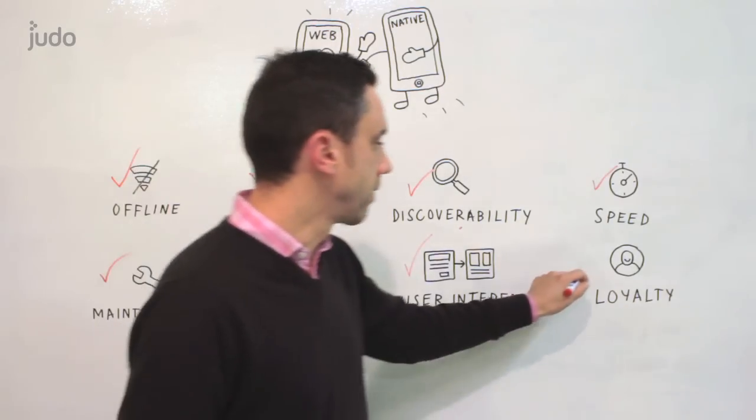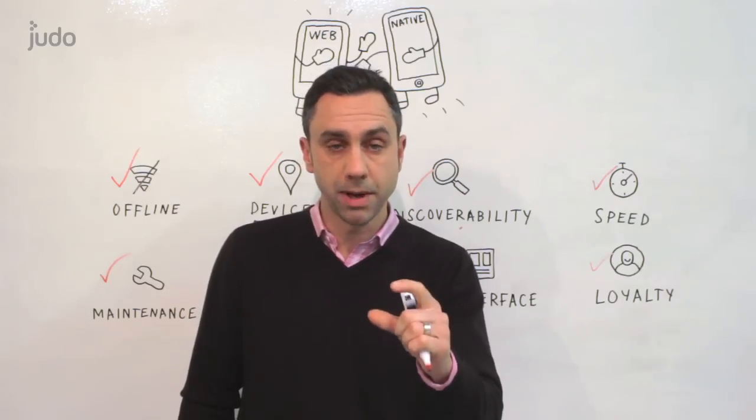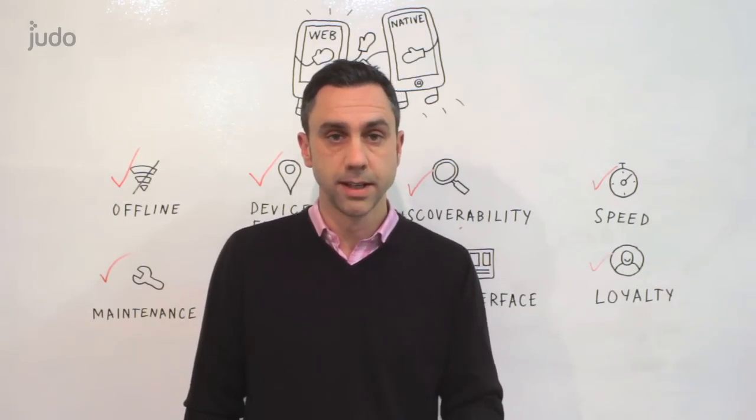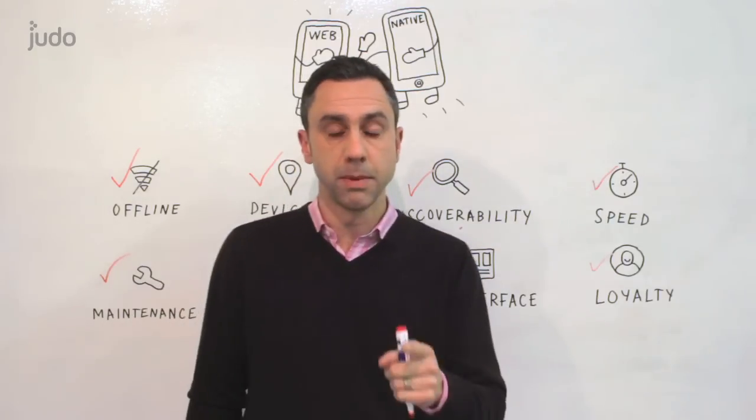And then finally, loyalty, and we touched on it before in a number of different areas. Just remember that when you're grabbing real estate on your customers' handsets, a native app in its functionality with the ability to work offline is the most important thing.